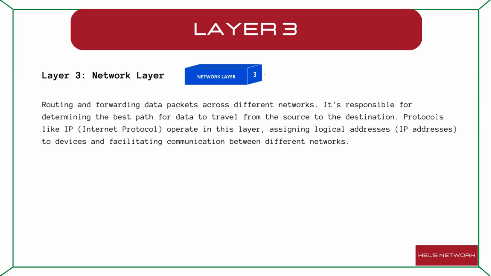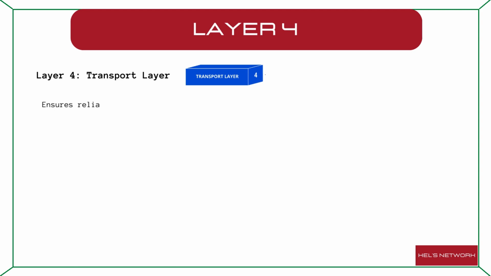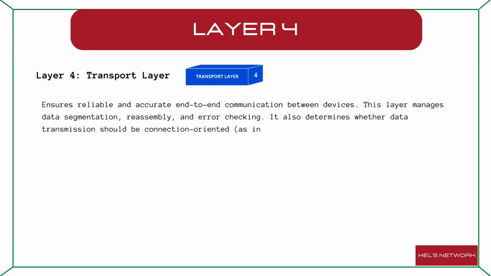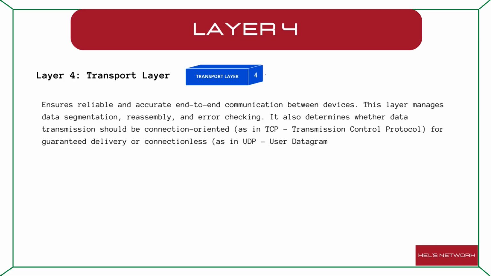The transport layer ensures reliable and accurate end-to-end communication between devices. This layer manages data segmentation, reassembly, and error checking. It also determines whether data transmission should be connection-oriented, as in TCP, for guaranteed delivery, or connectionless, as in UDP, for faster but less reliable transmission.